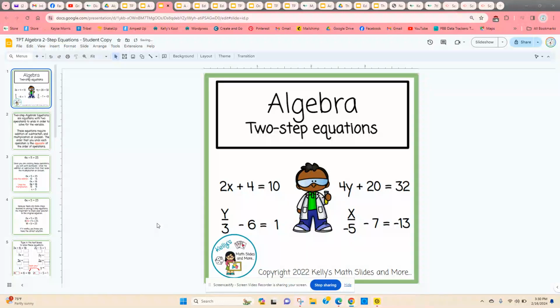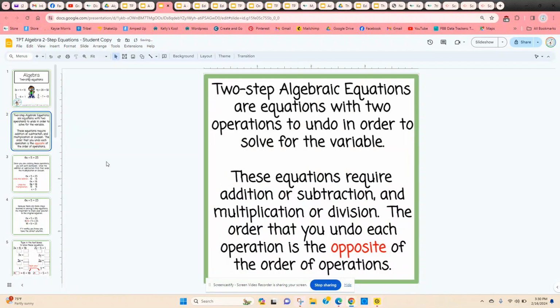Two-step equations. This is a digital lesson, and this is a beginning lesson for algebra students. Slide 2 is going to explain that a two-step equation has two operations that they need to undo in order to solve for the variable. So there's going to be an addition or subtraction and a multiplication or division.